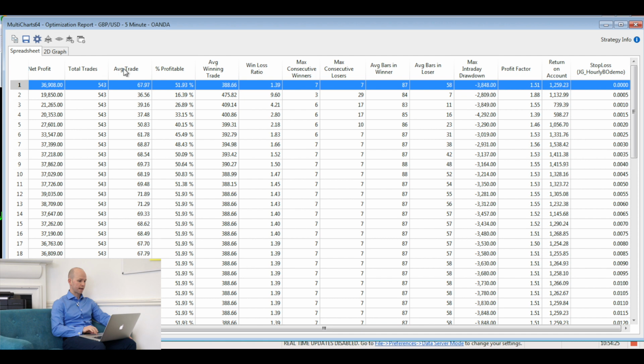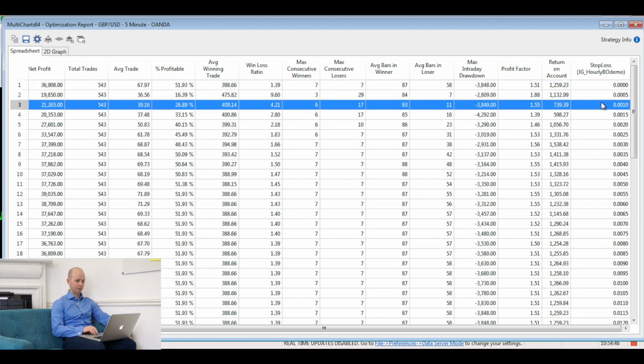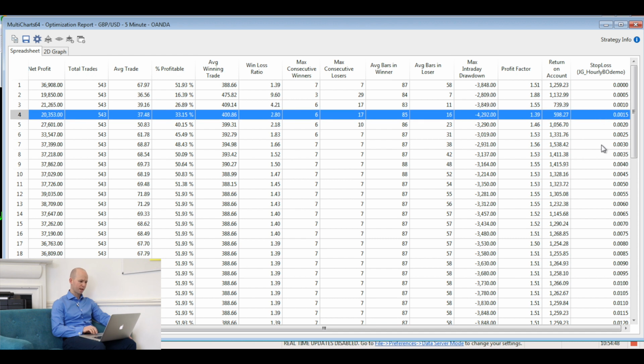Then we're going to look at the average trade. That's how big the average trade was in a dollar value. And finally, we look at the end column here, which is the stop loss. That literally tells us, the first one we're looking at results of 0, then we look at 5 pips, 10 pips, 15 pips, and so on.